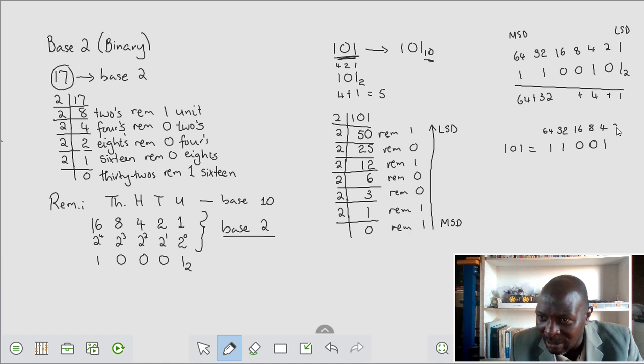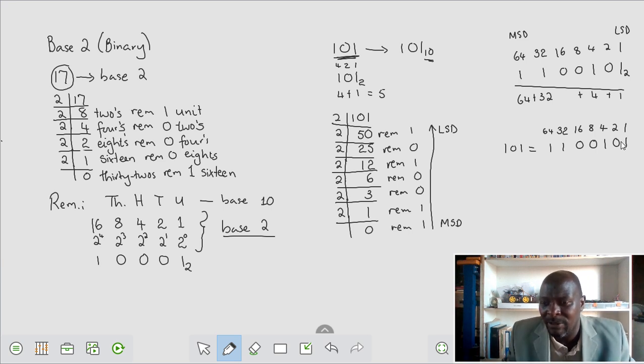However, I still have 2. Can I take 2 from 1? No way. So I couldn't take 2. Then the last one, a factor of 2 again, will give us 1. Now, can I take out 1 from 1? Yes. Am I done? Yes. I've taken everything. So therefore you can see how 101 cannot be left as 101.